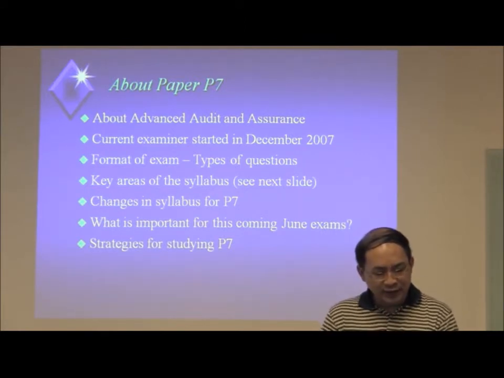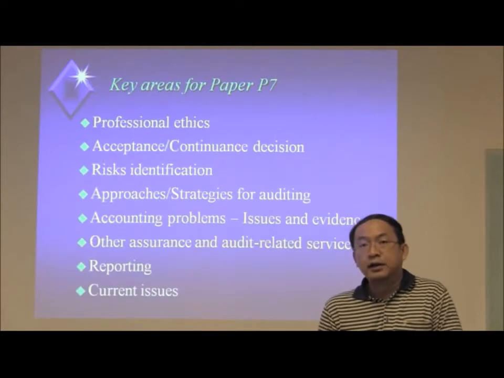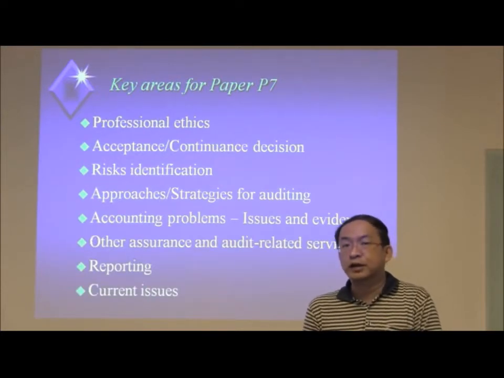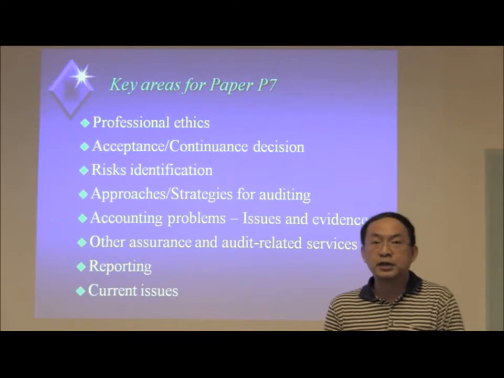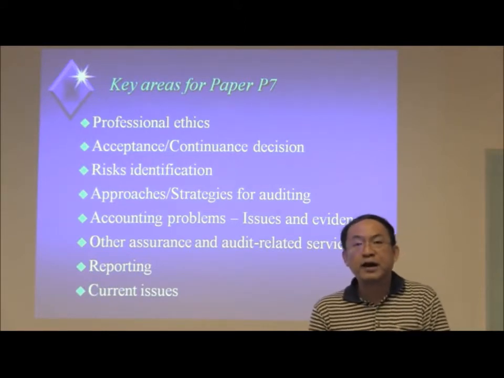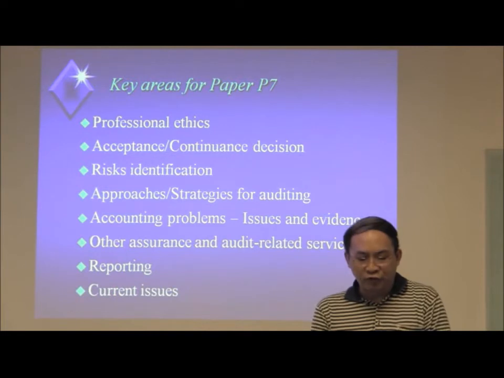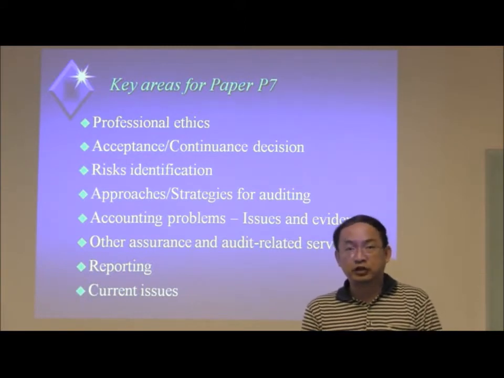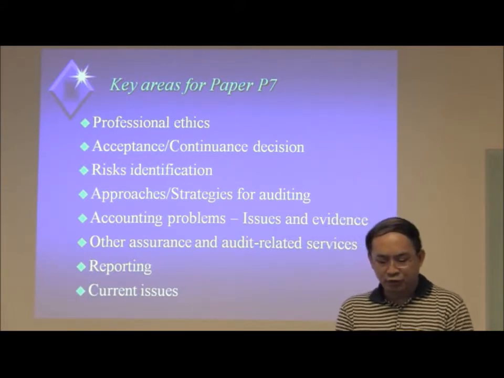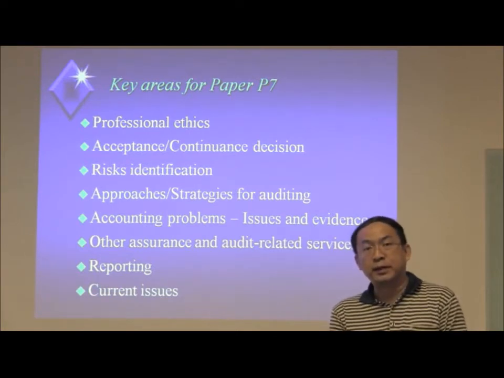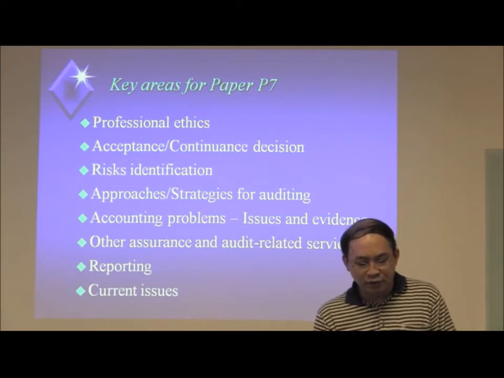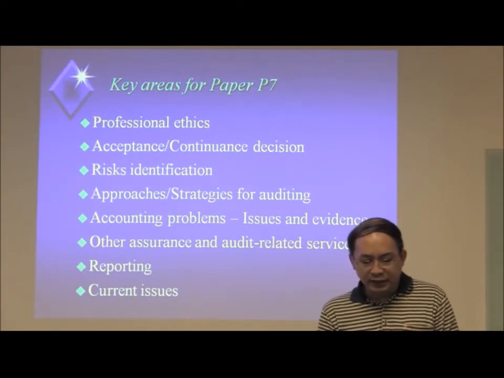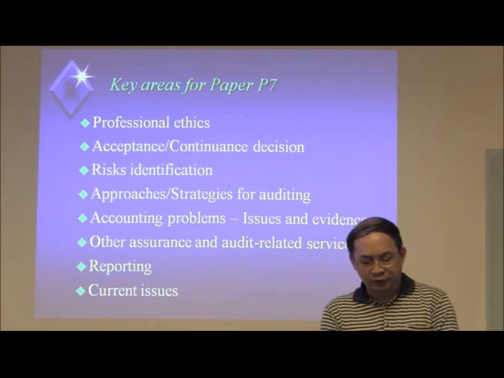Right, let's go into the key areas for P7. Now, ethics is always featured as a standalone question in the P7 exam. So out of the 5 questions, students are required to do only 4. Most students will want to attempt this ethics question. Then there's the acceptance and continuance decision. An article has been published recently on this topic and it's written by the examiner herself. So students should be familiar with some of the things covered in the article called Acceptance and Continuance Decision.